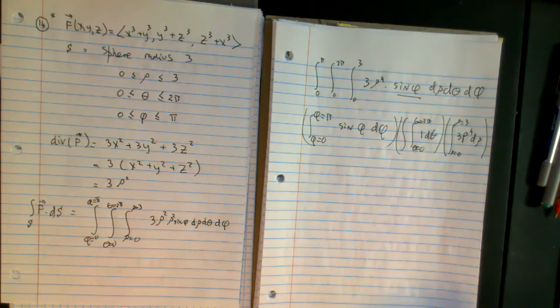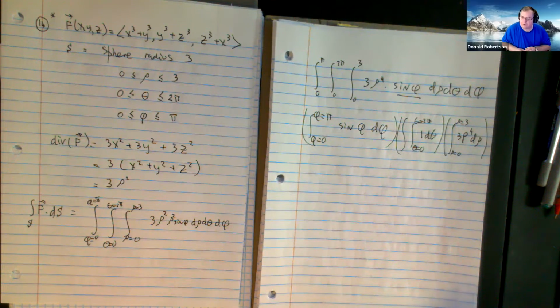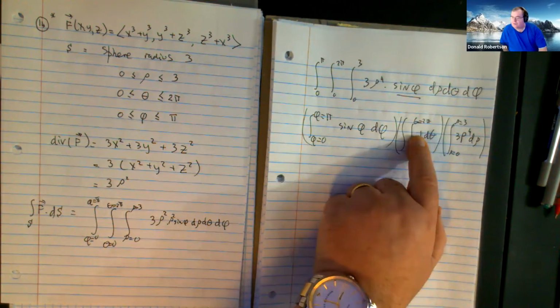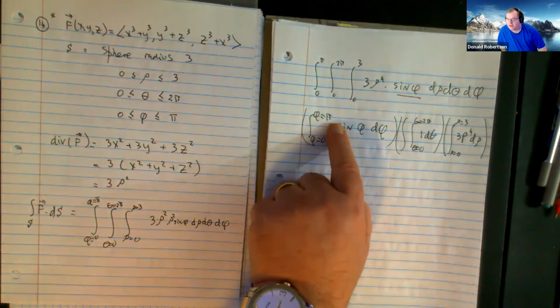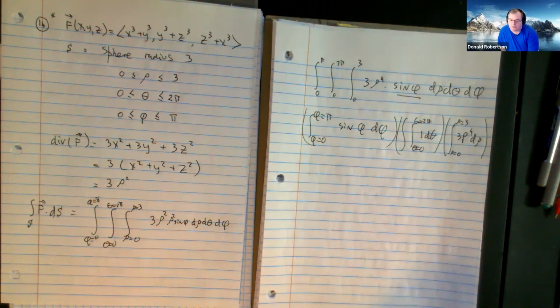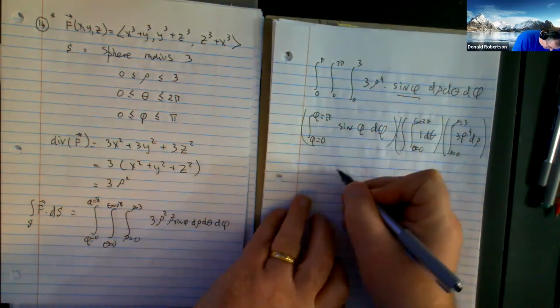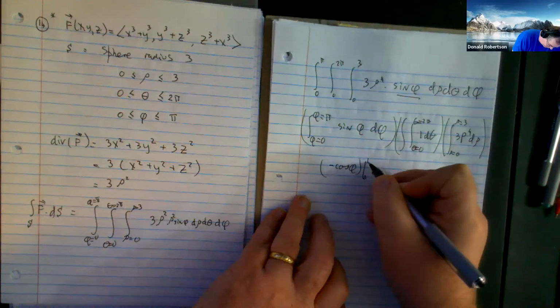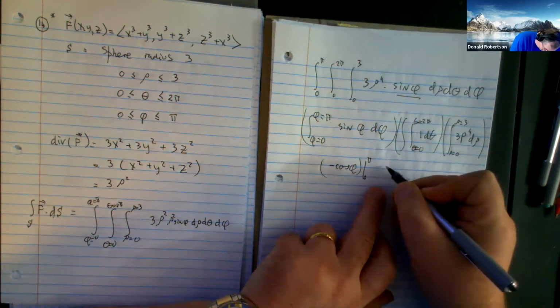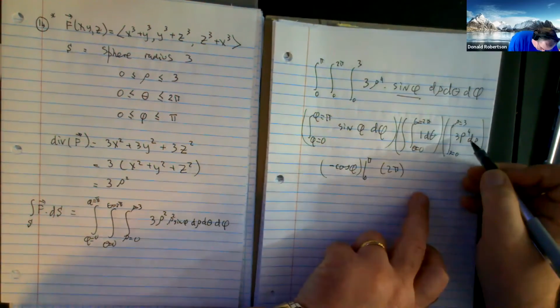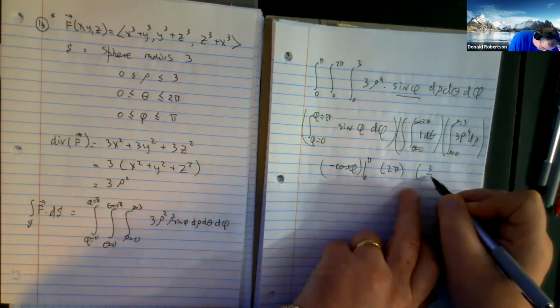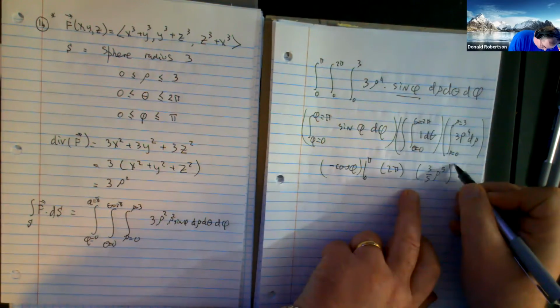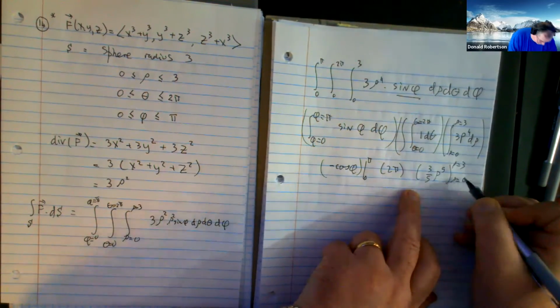Can we just pull that 3 all the way out of all of those and just multiply it through at the end? Yeah, that'll work. I could also have given it to this guy and that would have worked. Yes, that would work equally well. And this guy gets me a negative cosine from 0 to pi. This guy just gets me 2 pi. And this guy gets me, yikes, 3/5 rho to the fifth from 3 to 0.